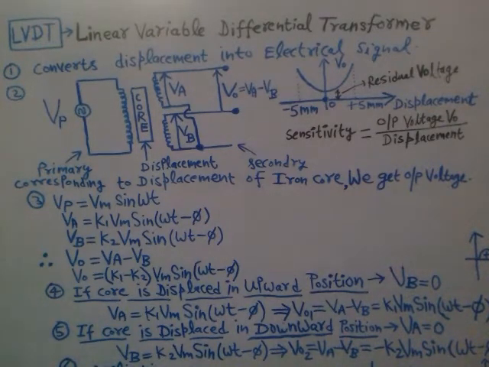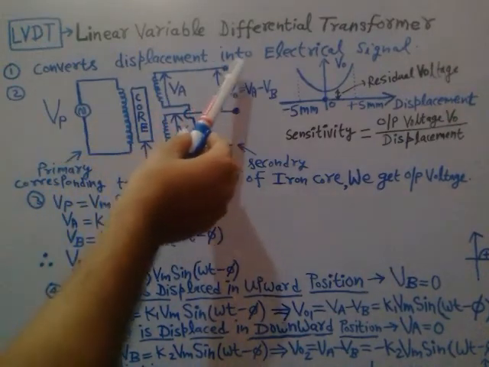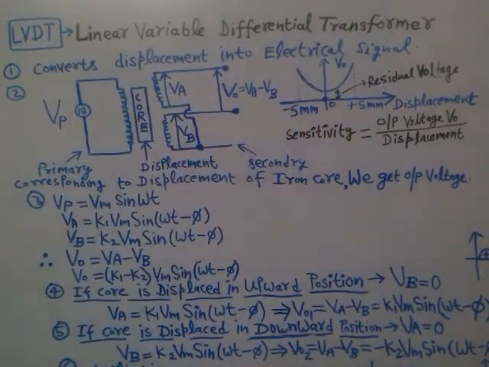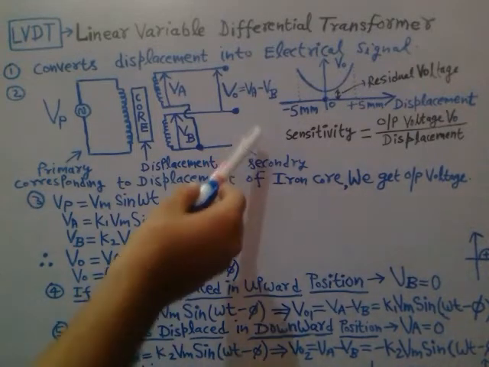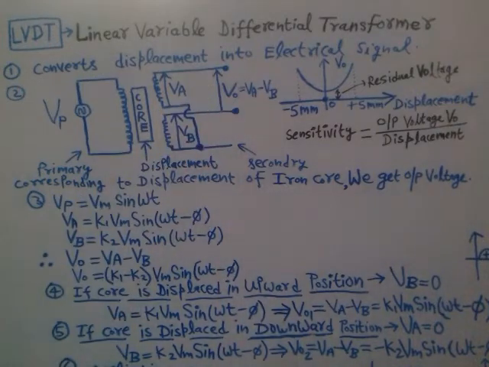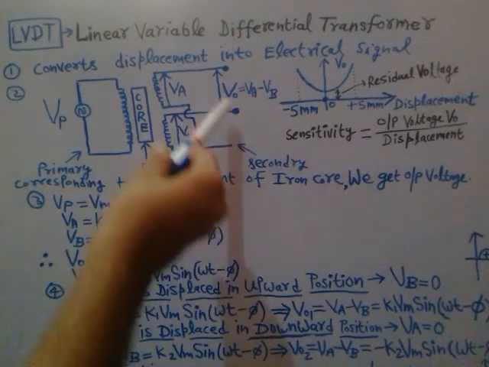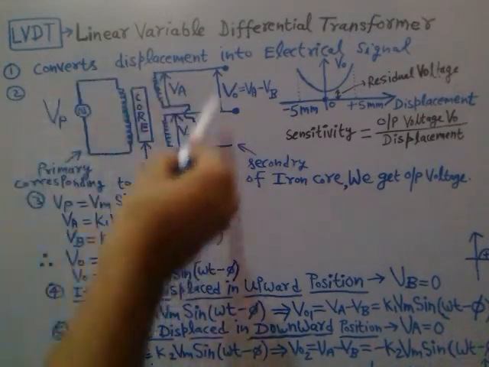So it converts displacements into an electrical signal. The electrical signal is in the form of voltage, right? Voltage V0. So this is the schematic diagram of the linear variable differential transformer.